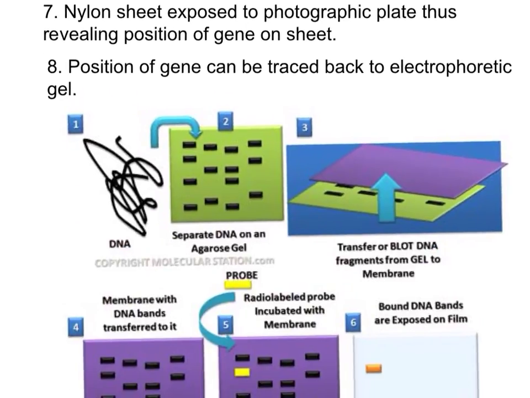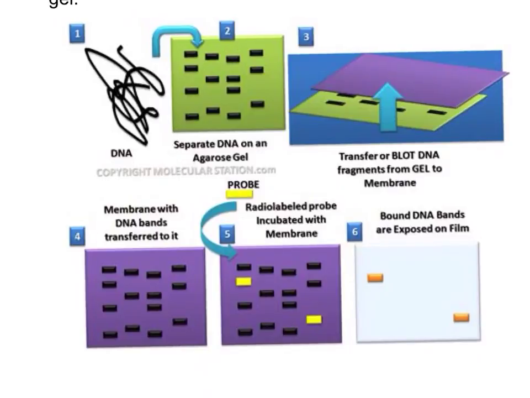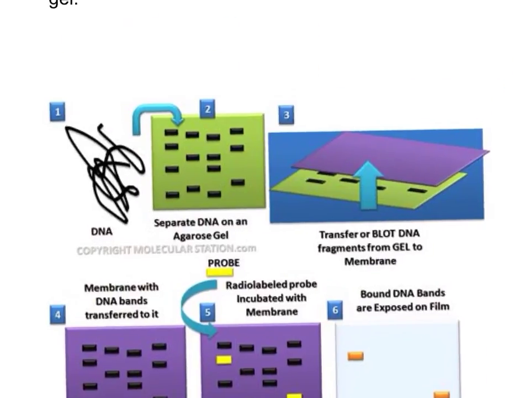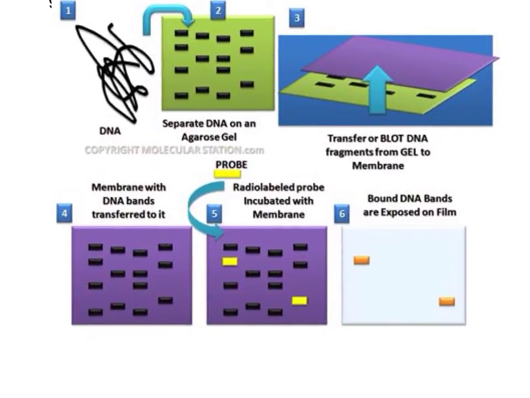So diagrammatically, what we've done there: we've got our DNA which we've cut up with restriction enzymes. We then separated those by electrophoresis. We've then placed a nylon sheet on top of it, and the DNA blots up onto the nylon sheet and attaches quite strongly to the nylon sheet. It's called Southern blotting.